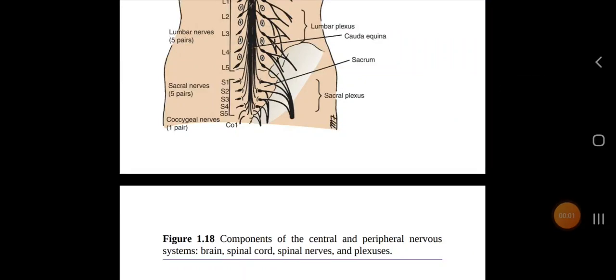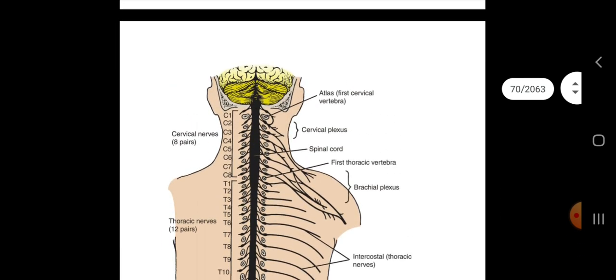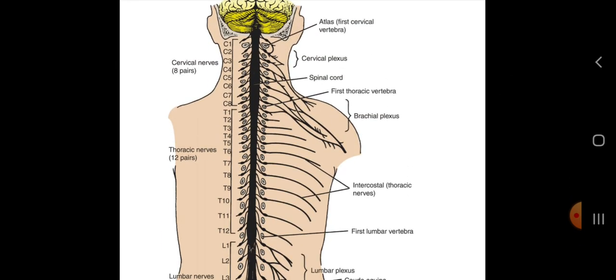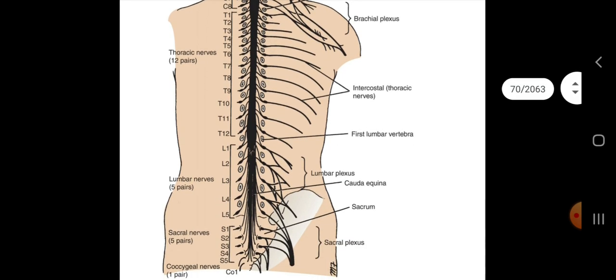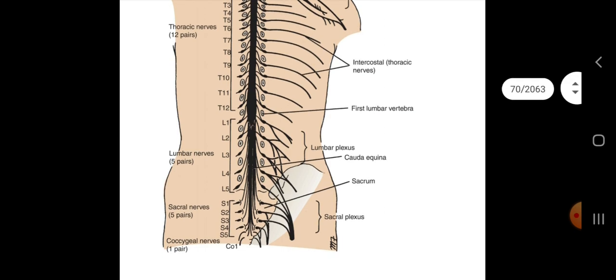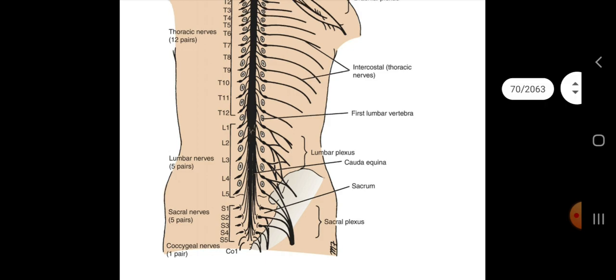General anatomy. Figure 1.18 is showing the components of the central and peripheral nervous systems, that is the brain, spinal cord, spinal nerves and the plexus. Here, on the left side, you can see the spinal nerves, that is cervical nerves 8 pairs, thoracic nerves 12 pairs, lumbar nerves 5 pairs, sacral nerves 5 pairs and the coccygeal nerves 1 pair.